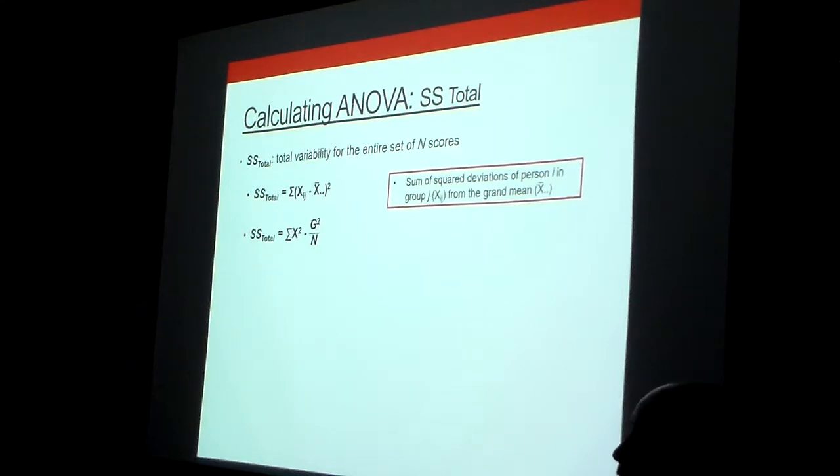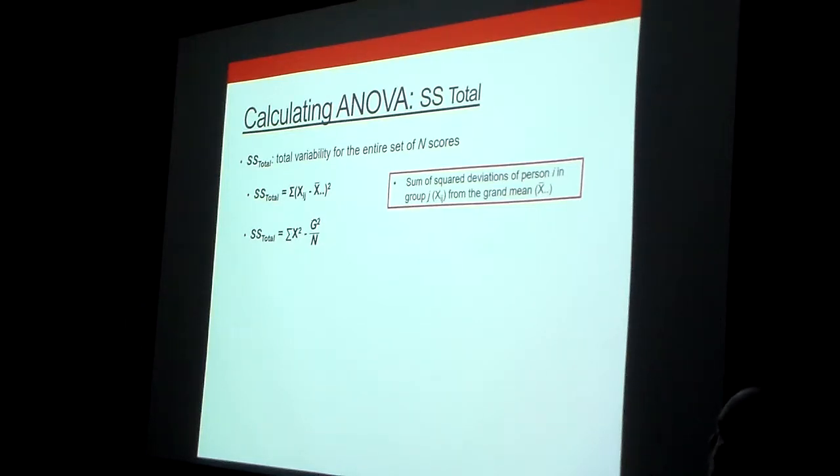And this is important to recognize because if we do this correctly, the deviations should sum to 0, and if they don't, we know we've made a mistake somewhere, okay? So this is your conceptual formula. This is how to think about it. In terms of calculating it, this is your shortcut, right? This is your computational formula.